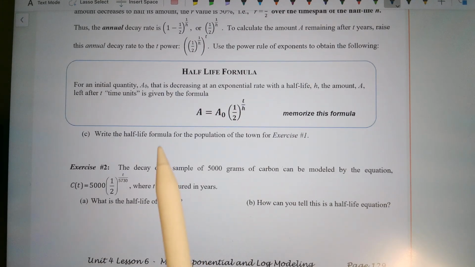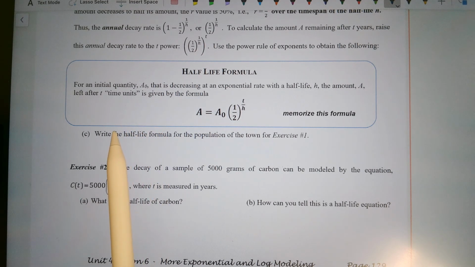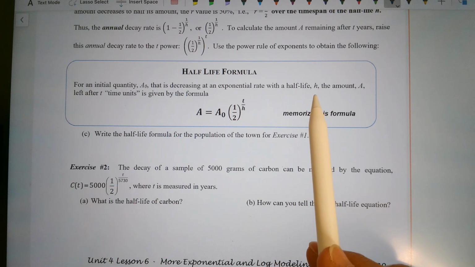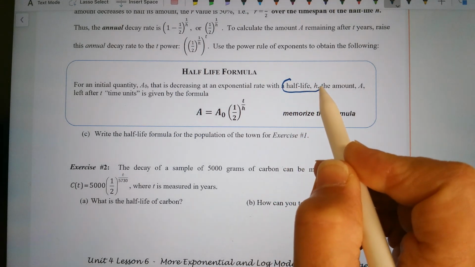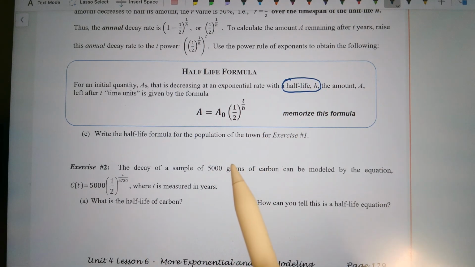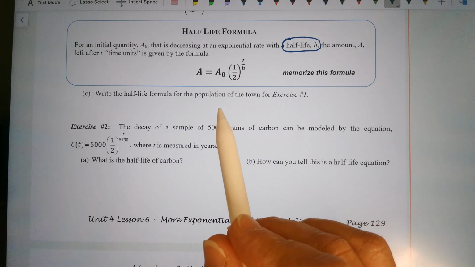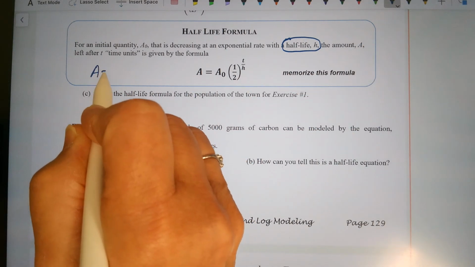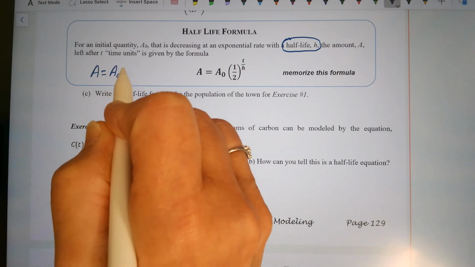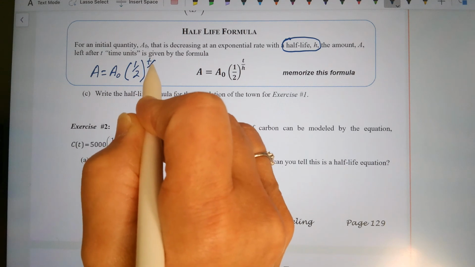So here's our half-life formula. For an initial quantity, a sub 0, that is decreasing at an exponential rate with a half-life of lowercase h. So whenever you're given the half-life, that's your lowercase h value. The amount capital A left after t time units is given by the formula A equals a sub 0 times 1/2 raised to the t over h. Let's write that again. Half-life formula: A equals a sub 0 times 1/2 raised to the t divided by h.